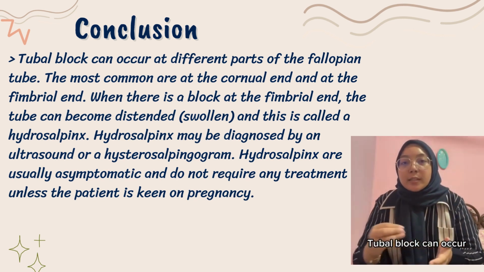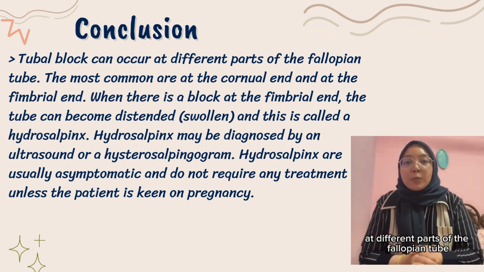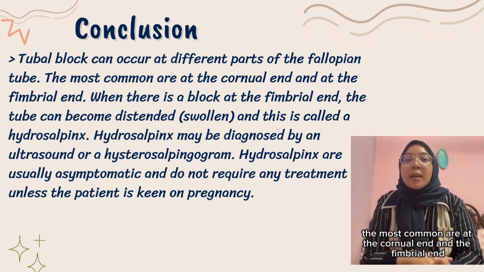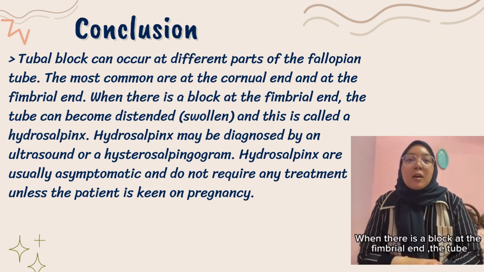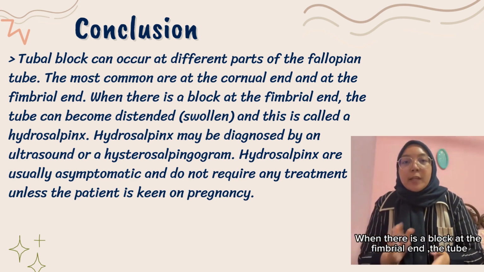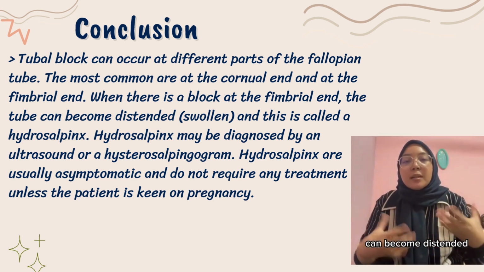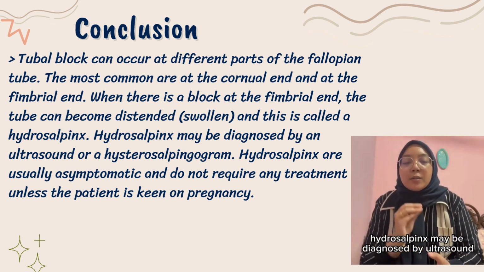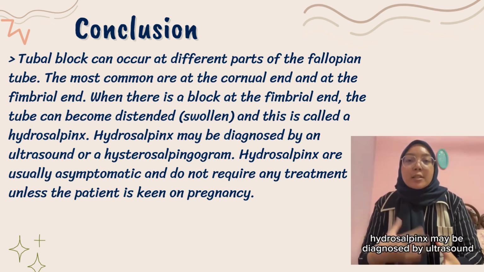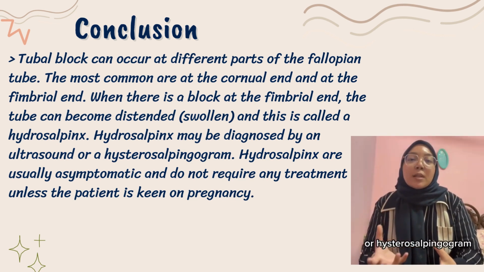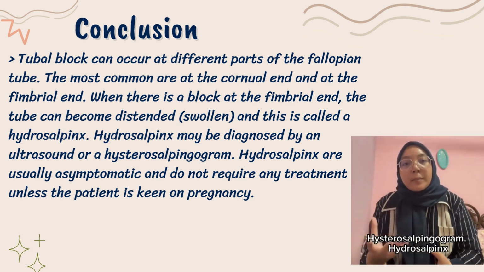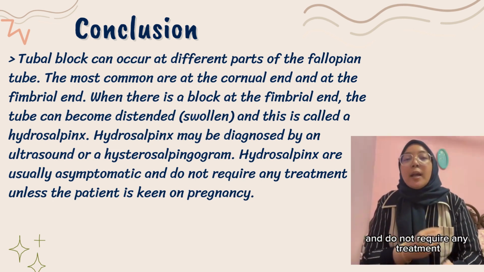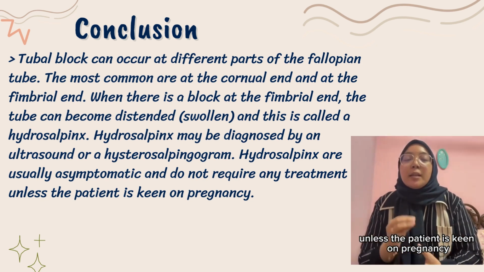Tubal block can occur at different parts of the fallopian tube. The most common are at the cornual end and at the fimbrial end. When there is a block at the fimbrial end, the tube can become distended, which is swollen, and this is called hydrosalpinx. Hydrosalpinx may be diagnosed by ultrasound or hysterosalpingogram. Hydrosalpinges are usually asymptomatic and do not require any treatment unless the patient is keen on pregnancy.